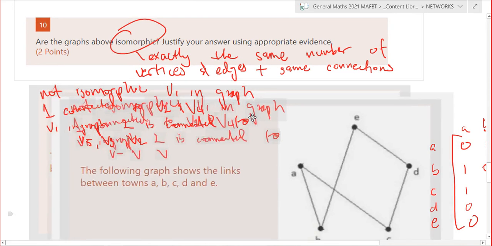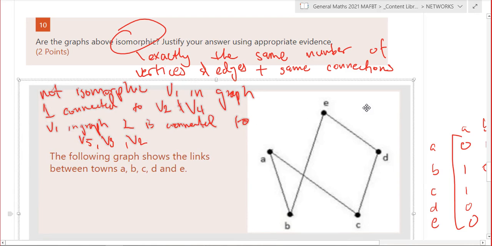Let's see if I can move this. Okay, can't. That's annoying. Okay.